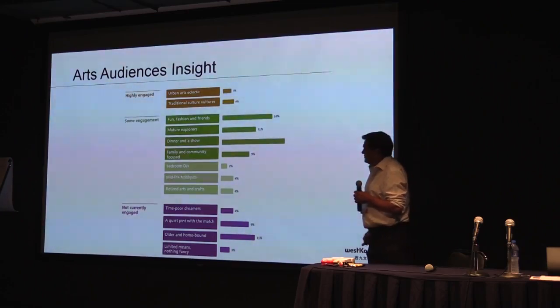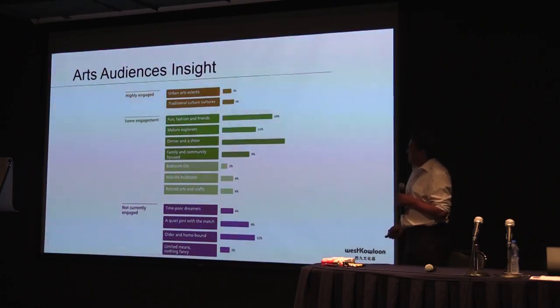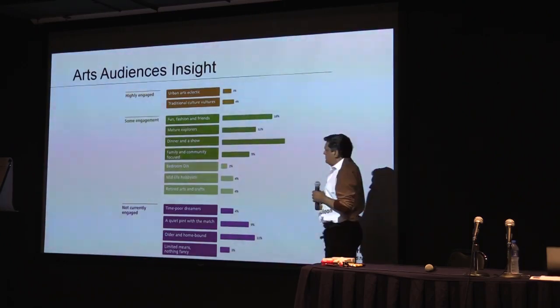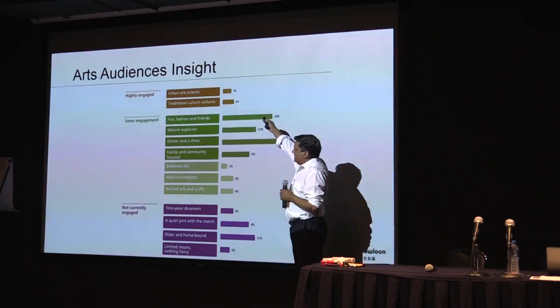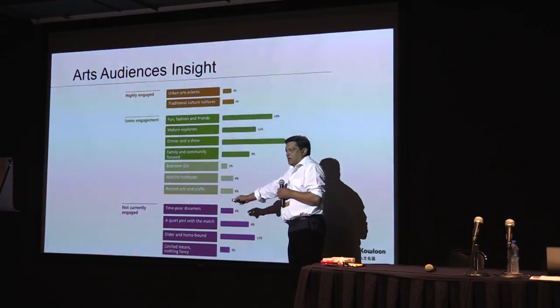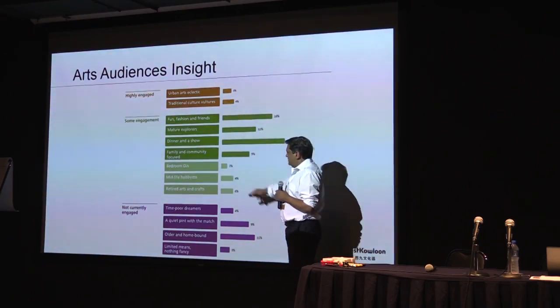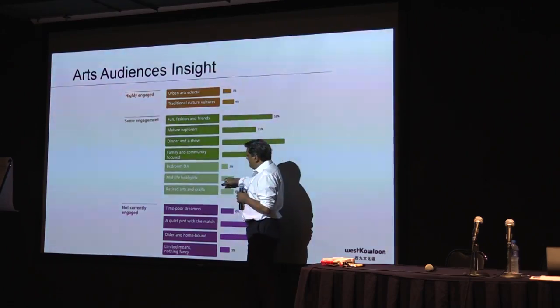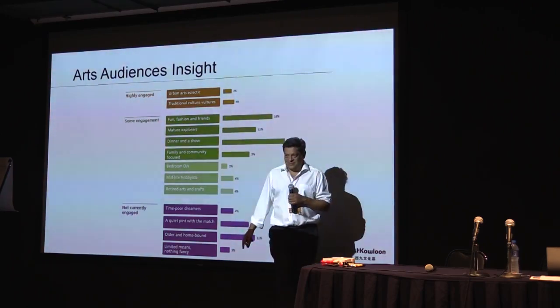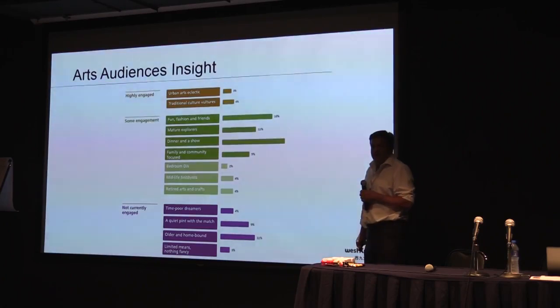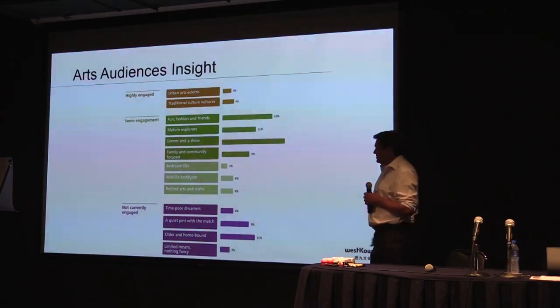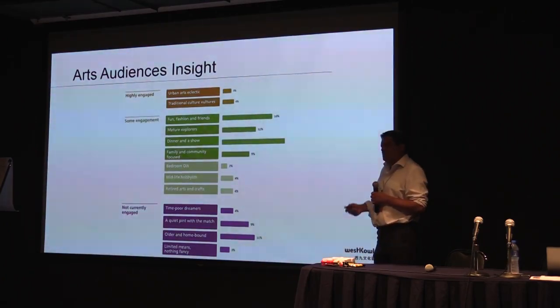And this is one that was developed by Audiences London for the Arts Council, which is Arts Audiences Insight. Now, this has been replaced by a new model, but I do like this one. What I've always liked about it is that it recognizes there are people who are highly engaged, some engagement, and not currently engaged. It recognizes there's a whole group of people who are interested in participating rather than going. They're passionate about the arts, but they actually participate more than they go.